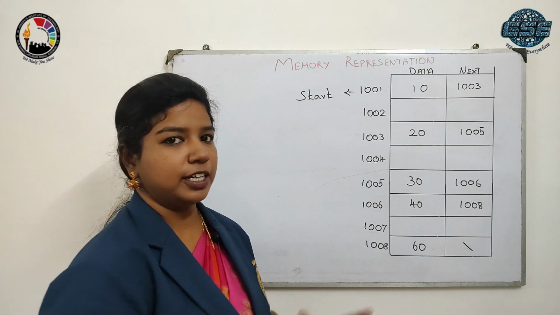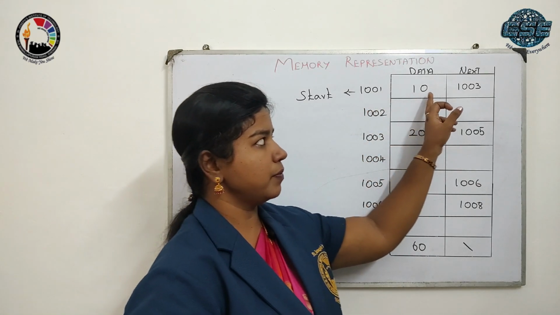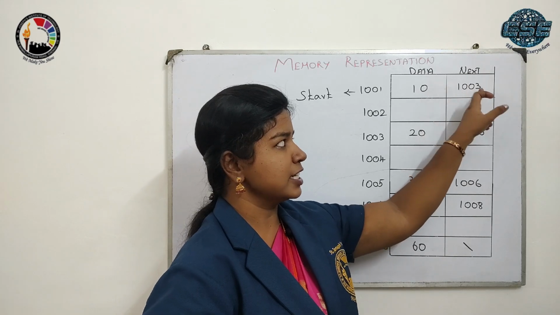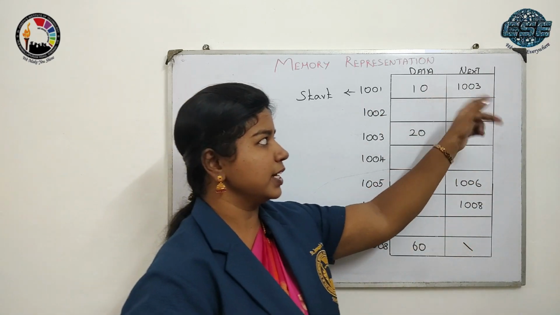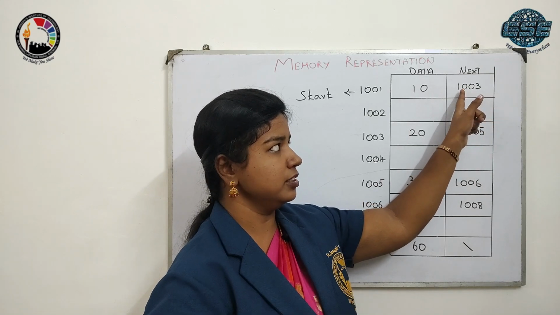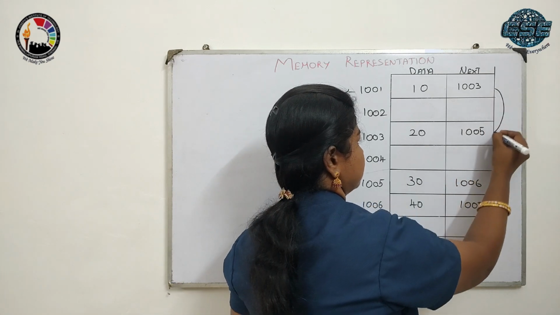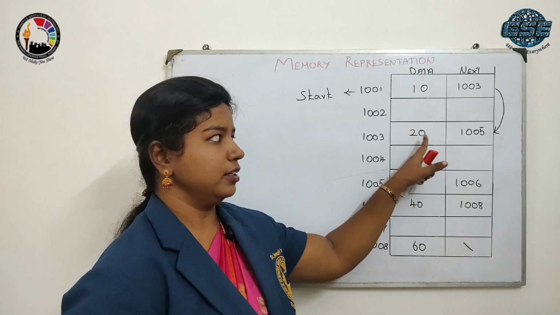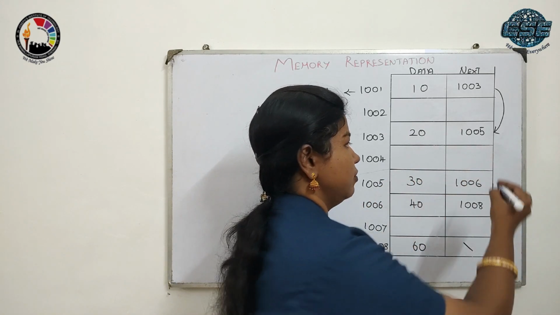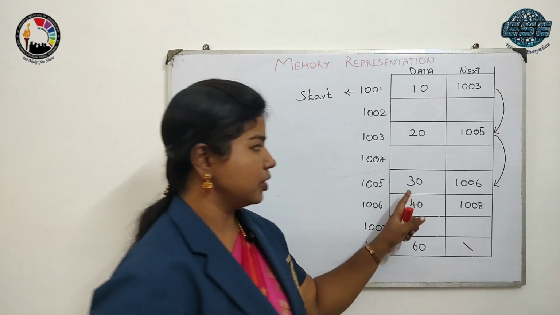So start will be pointing to the address of the first node's memory address location. There you have the value as 10, and the next part has the address of the next node's memory address location. So the next node is at memory address location 1003. At 1003 you have the value 20. The next address is at 1005. So from 1003 you have a link to 1005.